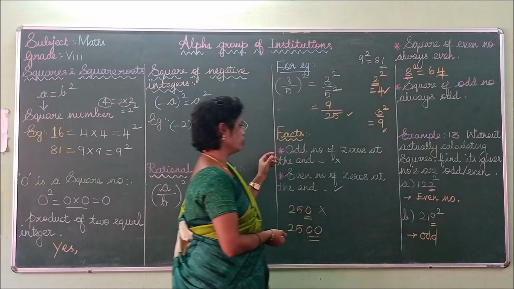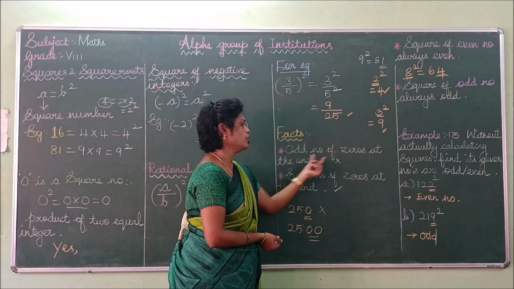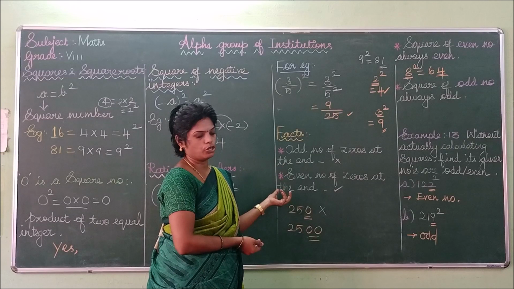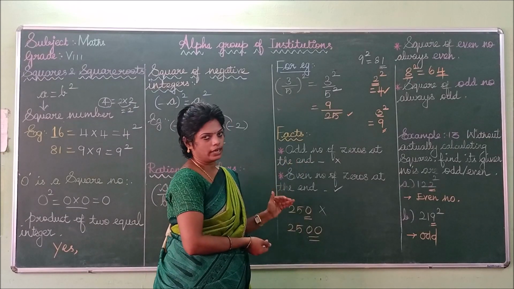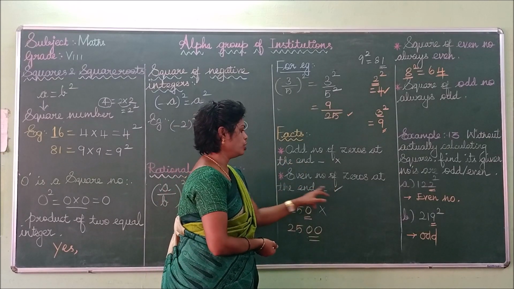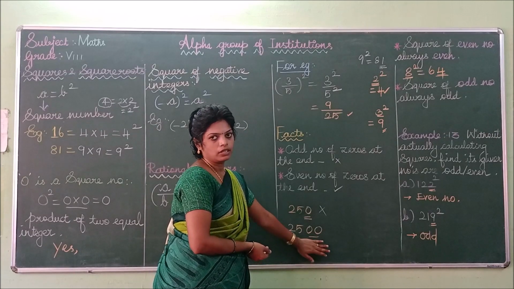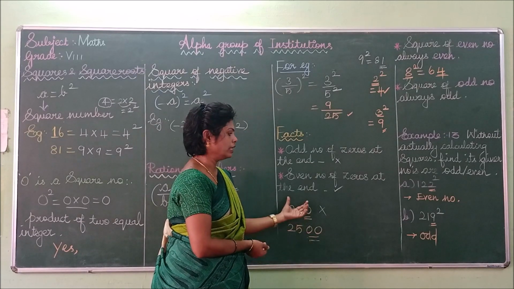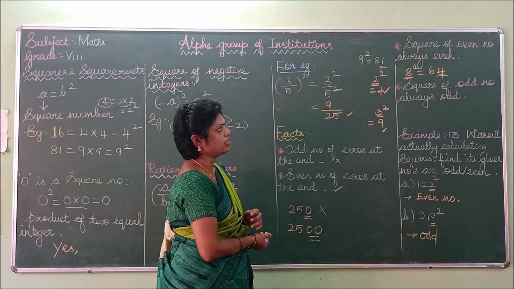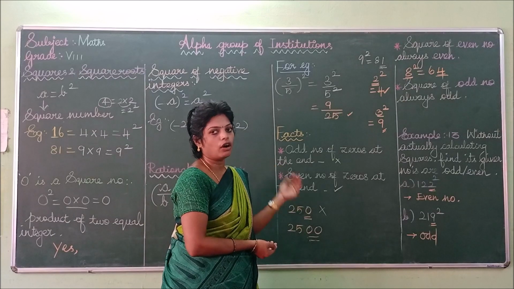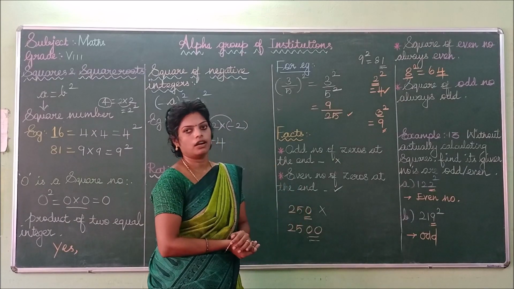So listen to the fact one more time. Odd number of zeros at the end. That means only 1 0, or either 3 0s or 5 0s, means it is not a square number. Even number of zeros at the end. If it is 2, 4, 6, 8 zeros likewise, then you can call that a square number. Next fact is the square of an even number is always even and the square of an odd number is always odd.